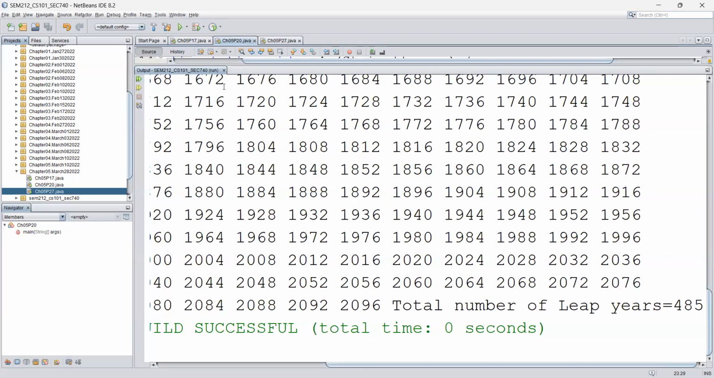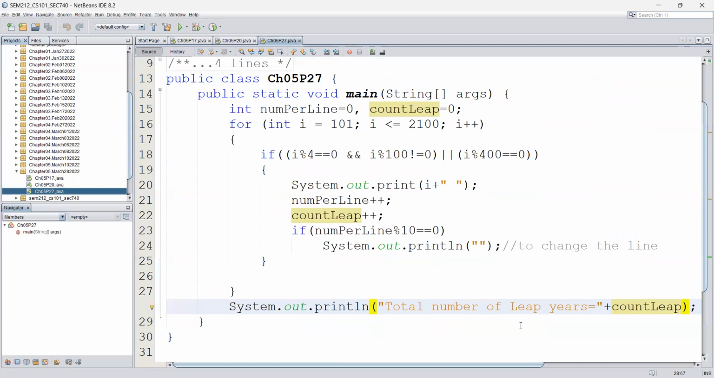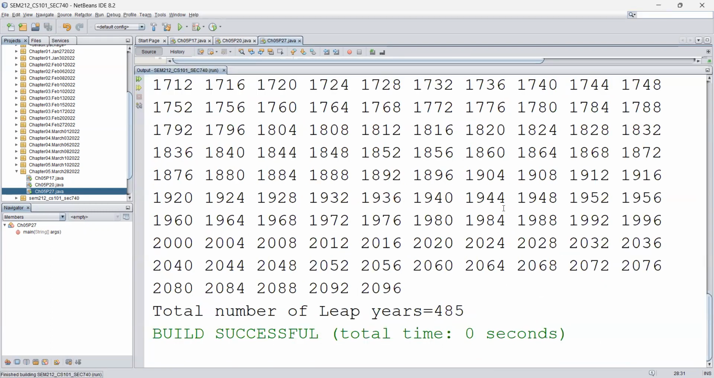Well, I should use a new line so that it appears on a new line. Okay, so the total number of leap years is 485.